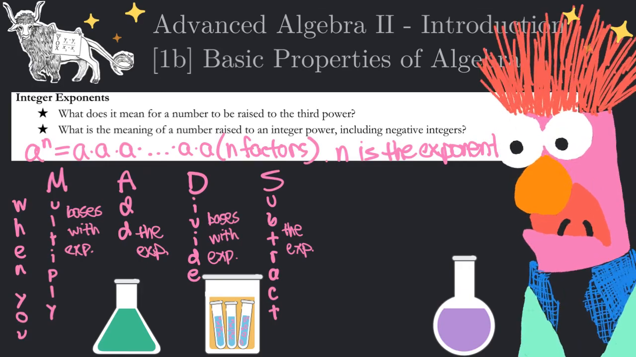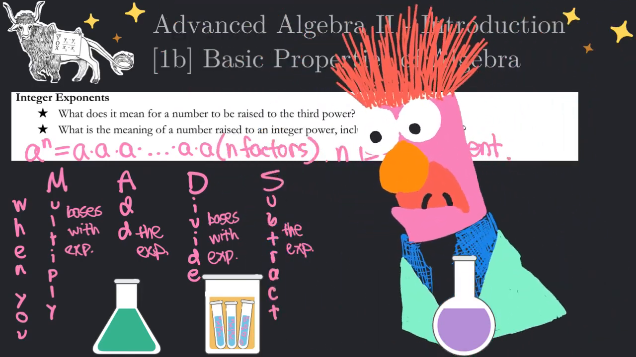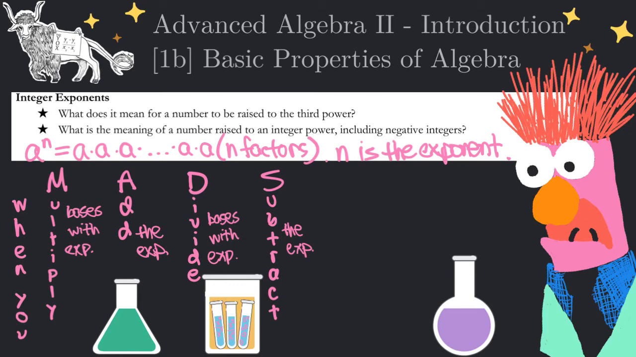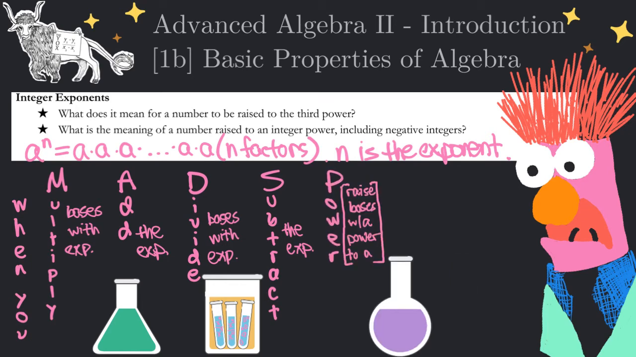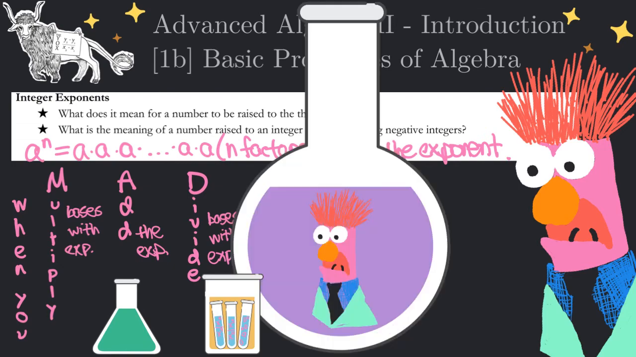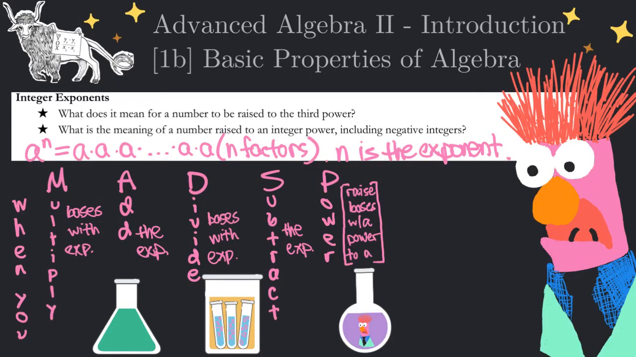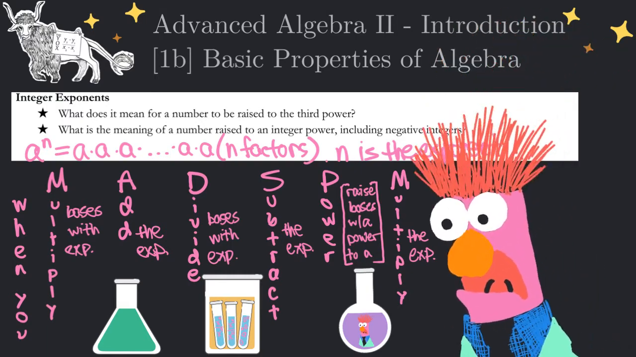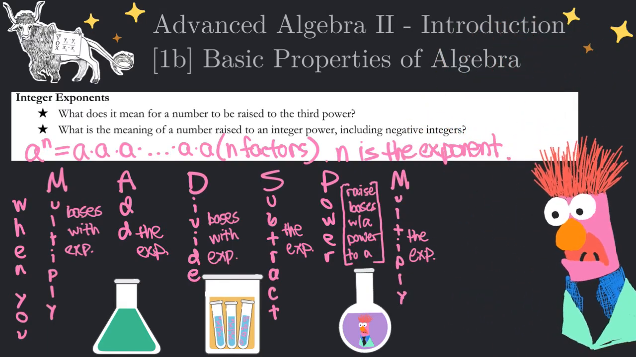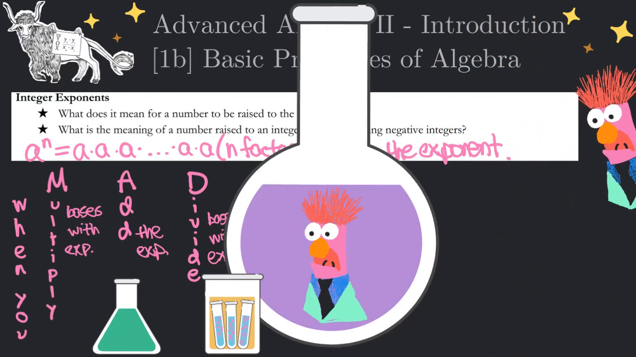Finally, he started going bonkers in the PM hours. This is what he did. I'll tell you what he did. He raised bases with a power to a power. And you know what he did it in? A beaker. His experiments led him to the idea that when you raise bases with a power to a power, you must multiply the exponents. He was a mad scientist. I tell you, so mad, but only in the PM with a beaker.